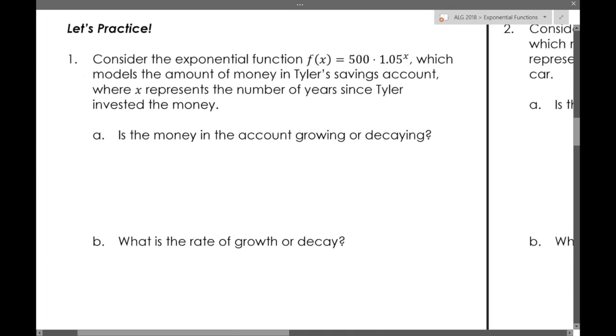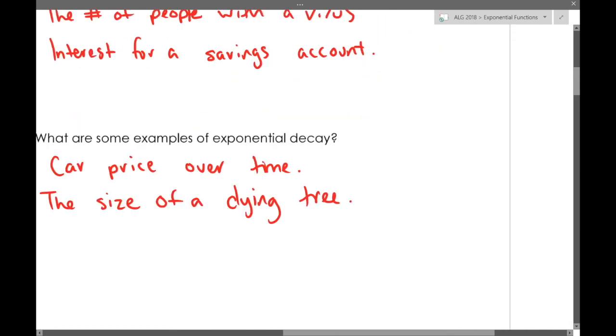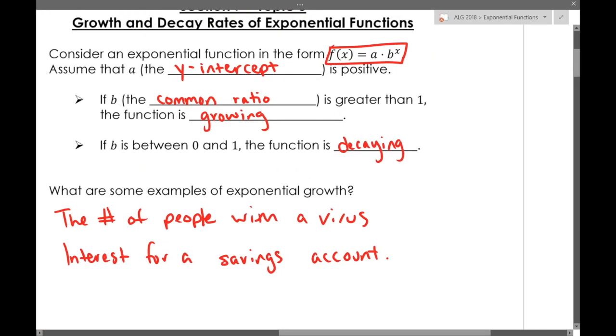Let's practice. Problem 1 says consider the exponential function f of x equals 500 times 1.05 to the power of x, which models the amount of money in Tyler's savings account, where x represents the number of years since Tyler invested the money. So, is the money in the account growing or decaying? First of all, if we look back to the first part, if b, the common ratio, is greater than 1, the function is growing.